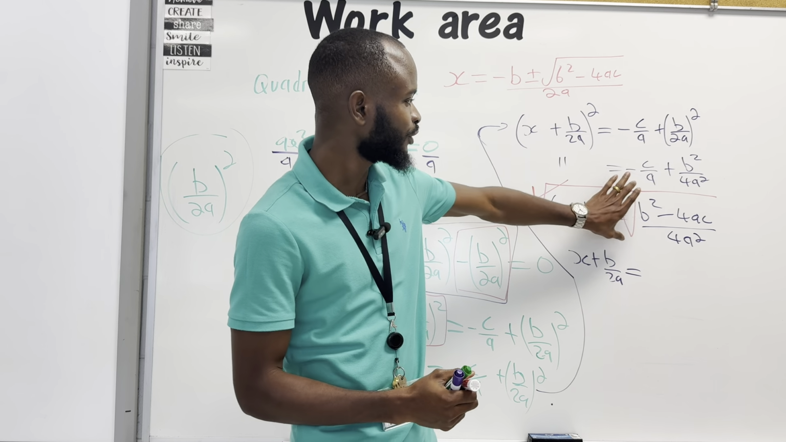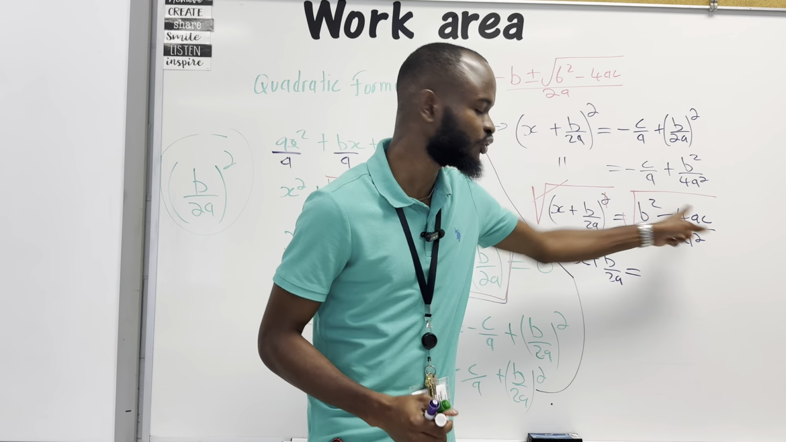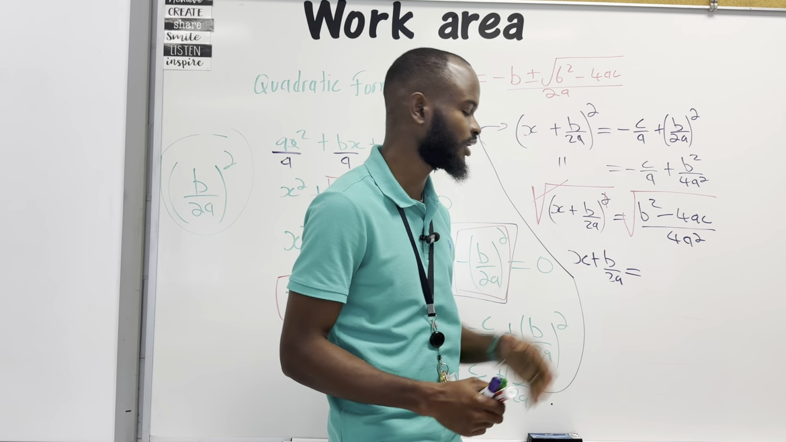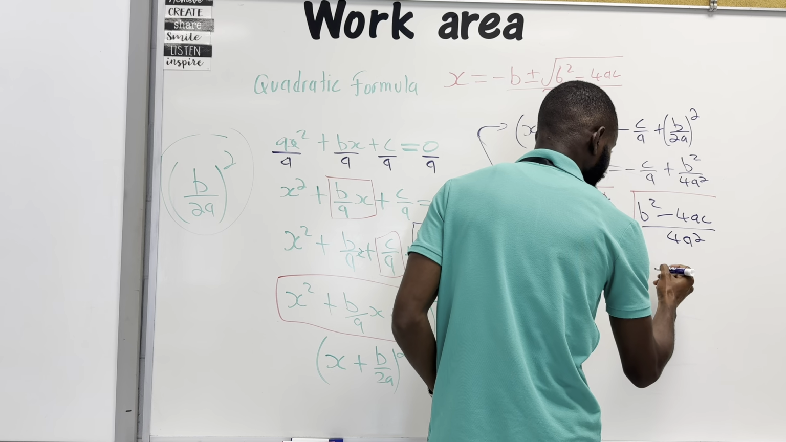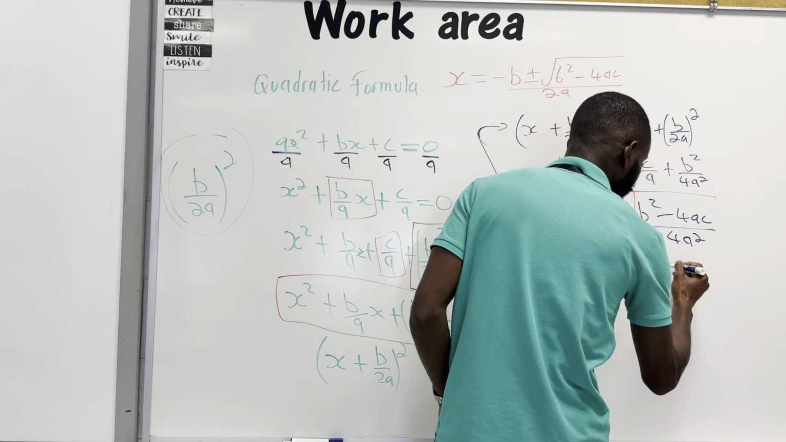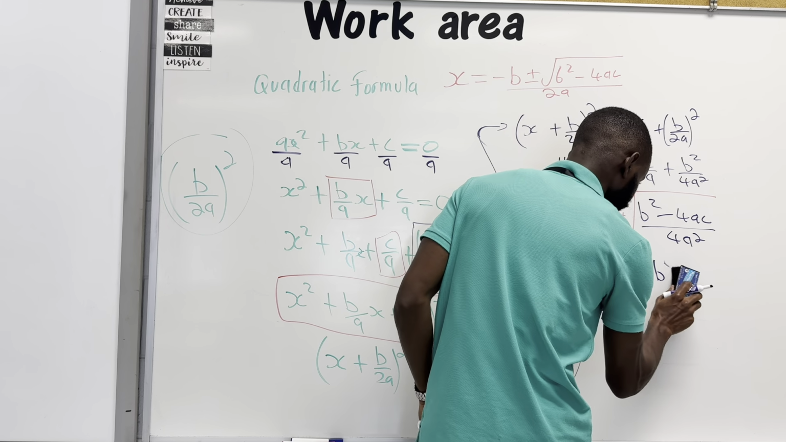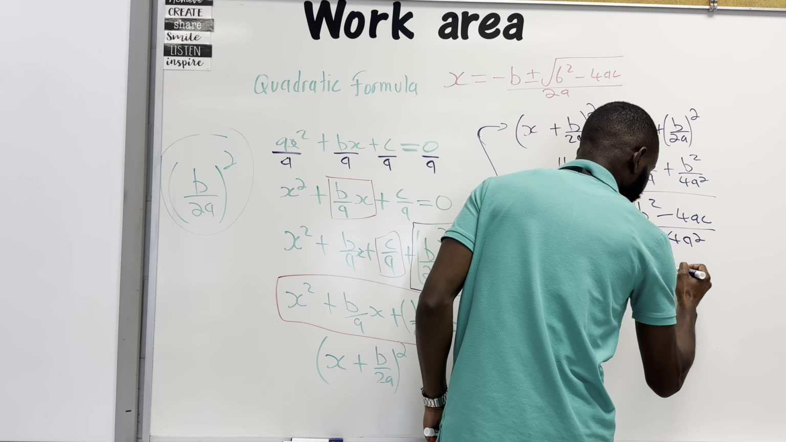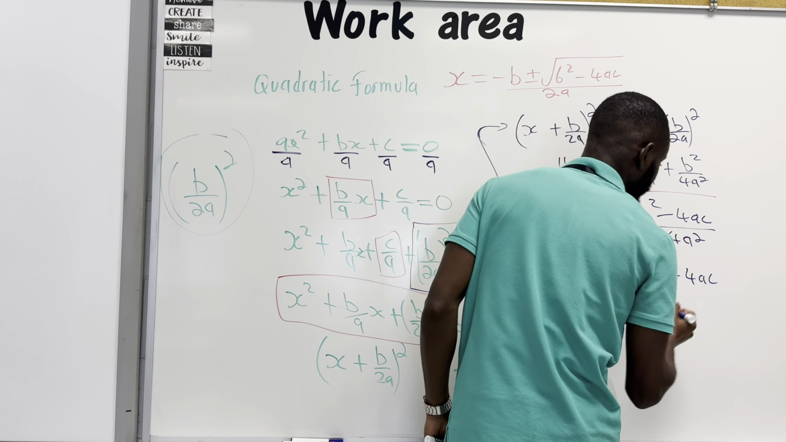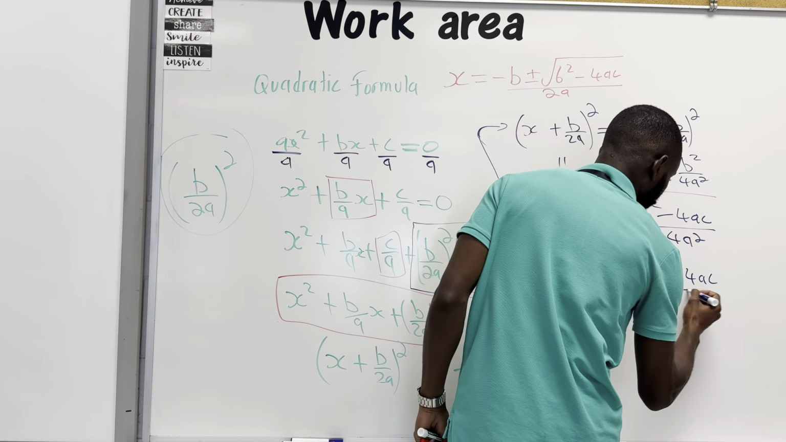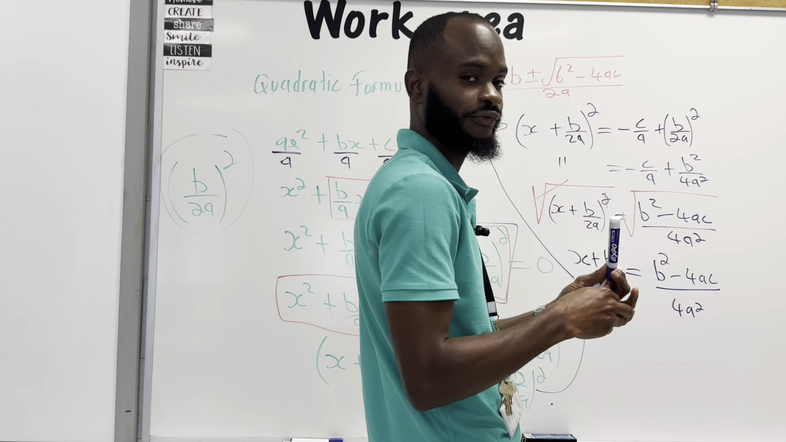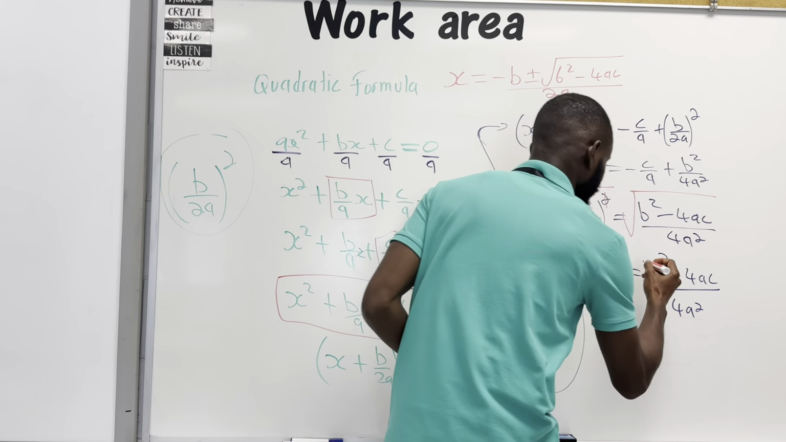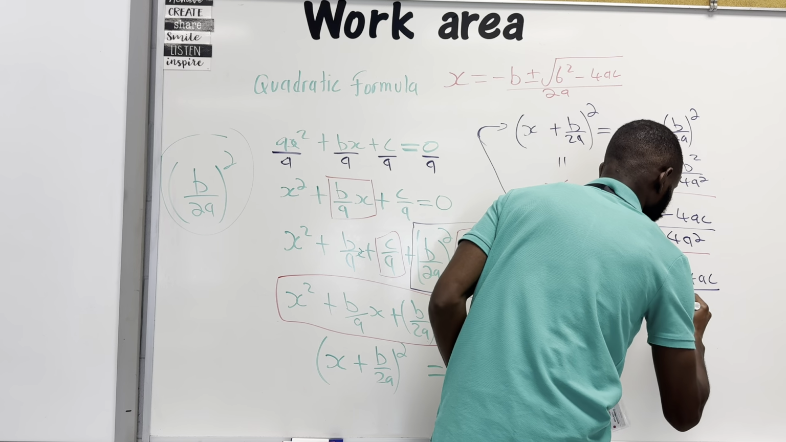So we can rewrite this as the square root of the numerator divided by the square root of the denominator. That's exactly what we're going to do. So we're going to rewrite this as b squared minus 4ac over 4a squared. And remember, the square root sign goes in red. So we're going to square root.